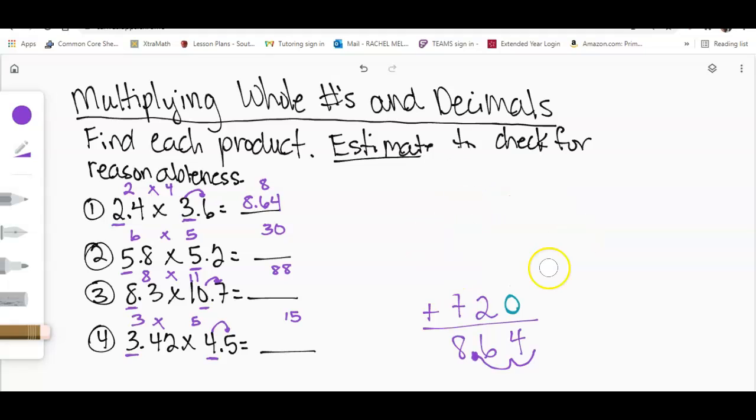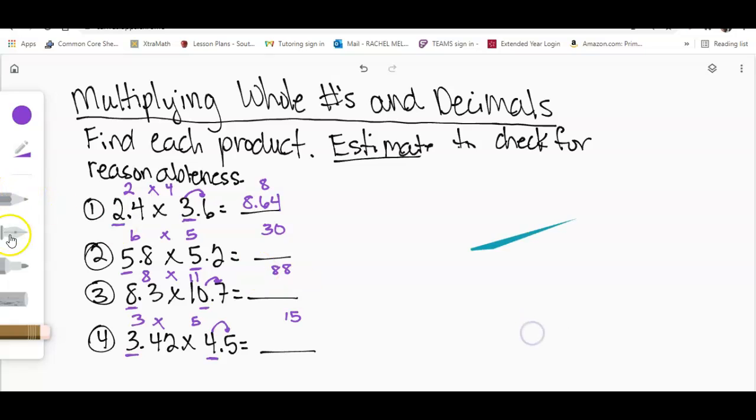Okay, so now we're going to do the next one. You shouldn't be erasing your work. I'm just erasing it so I can put it all on one piece of paper. All right, so our next problem is 5 and 8/10 times 5 and 2/10. And again, we're going to think of it as 58 times 52.